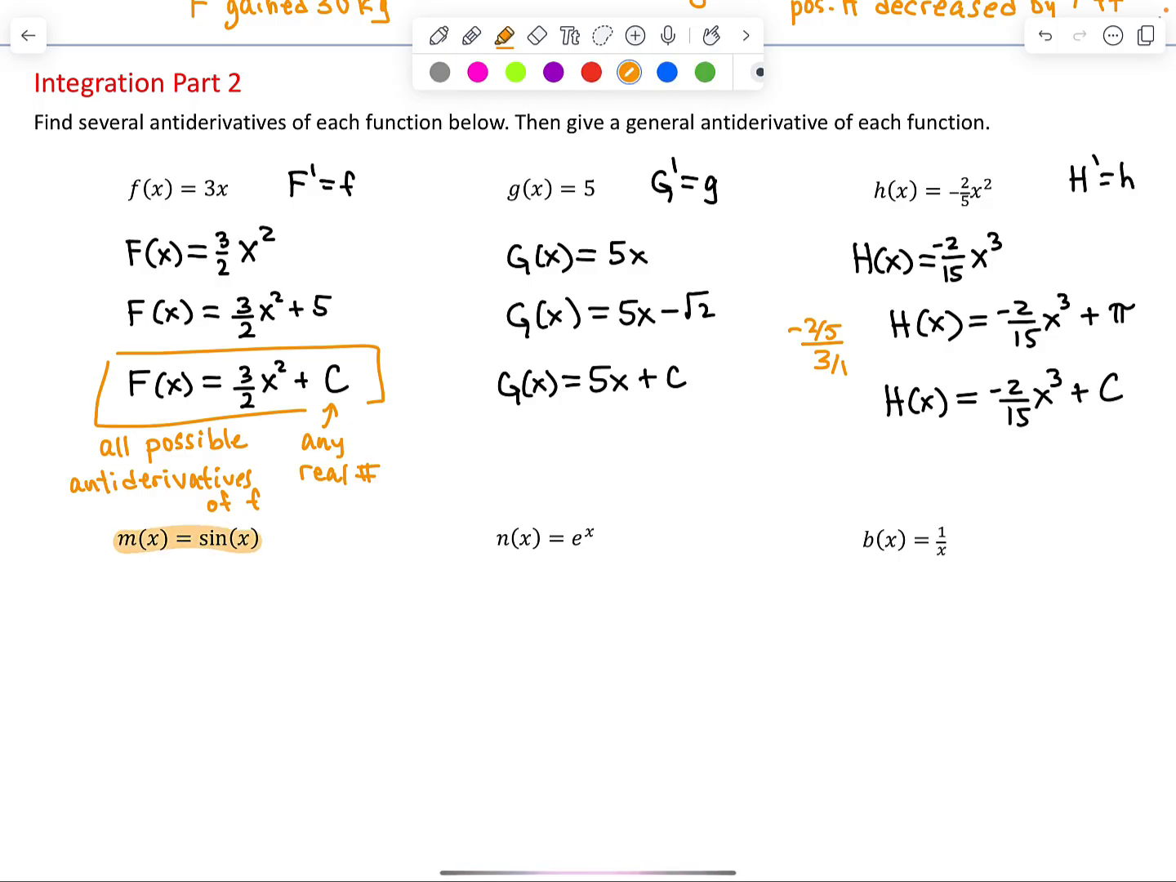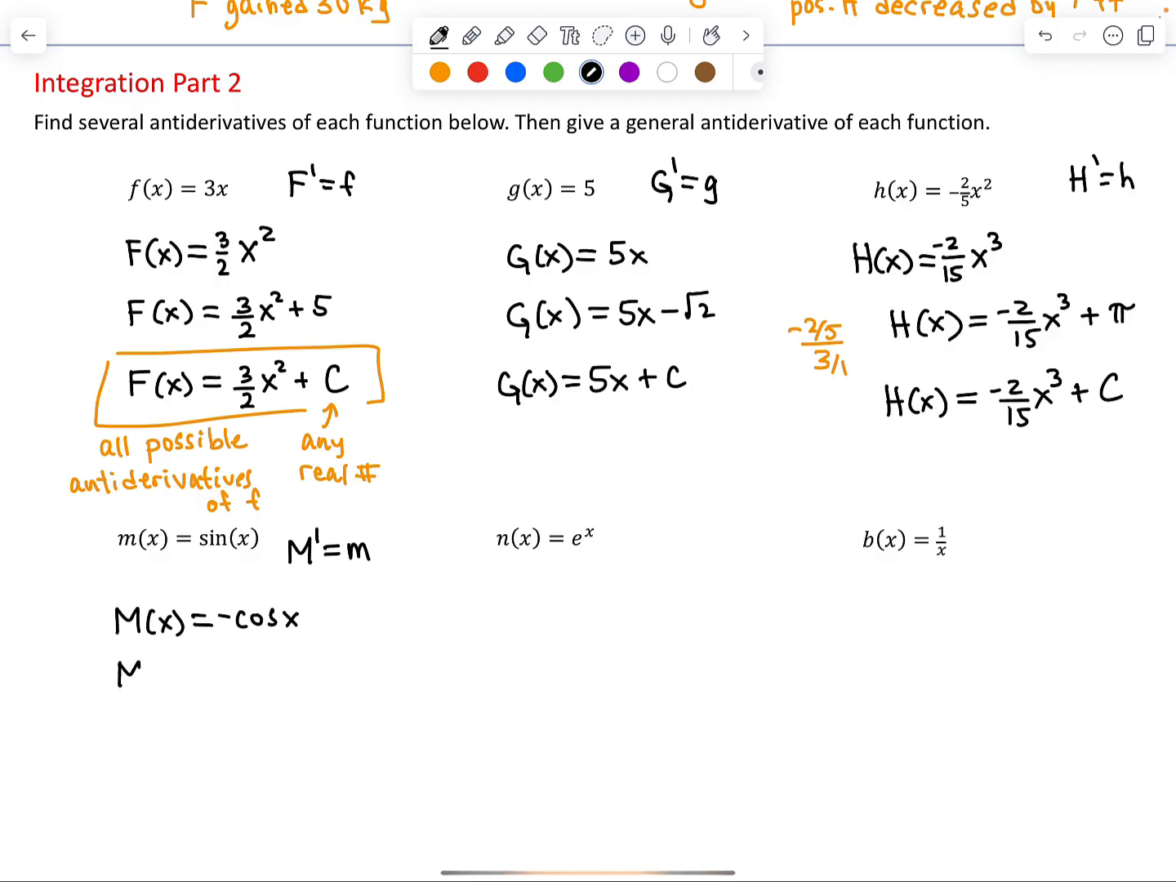Next example, m of x equals sine of x. Which function, when you differentiate it, gives you sine? Well, my thinking goes to cosine. However, the derivative of cosine is negative sine, so I need to put a negative in front of that cosine, and now I have a function whose derivative is sine. So capital M prime is equal to little m.